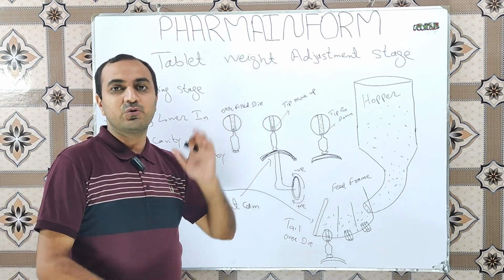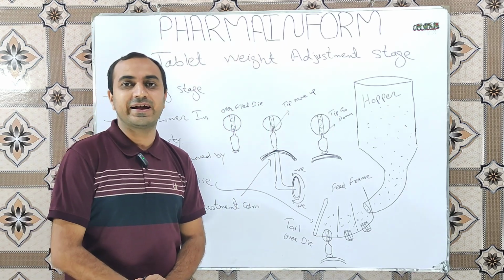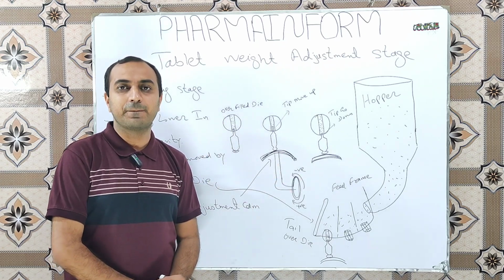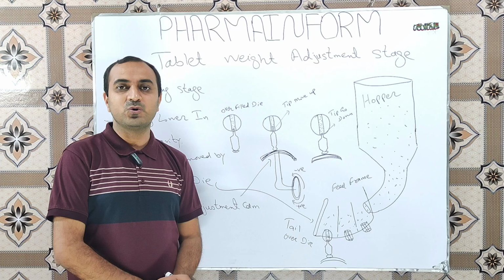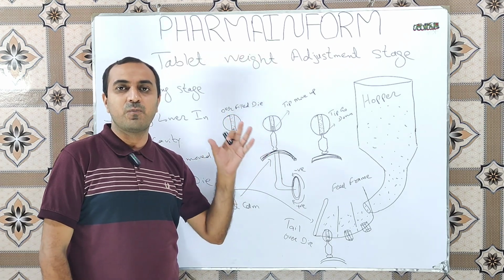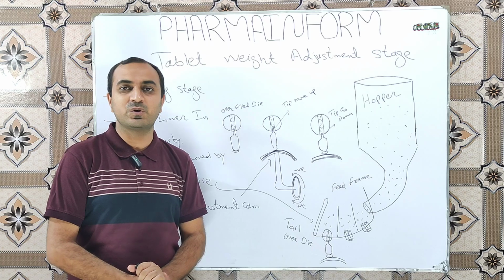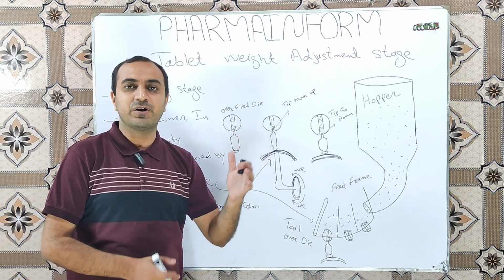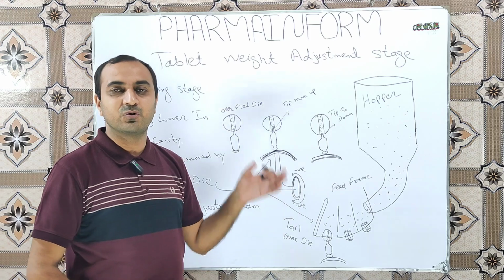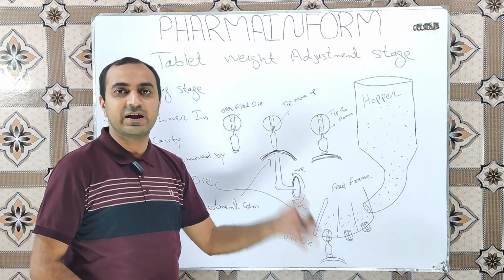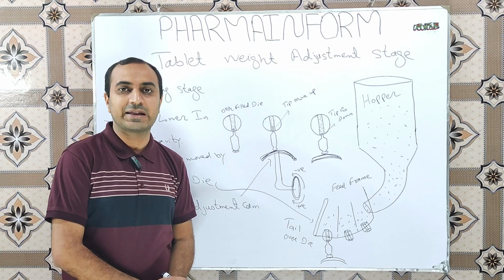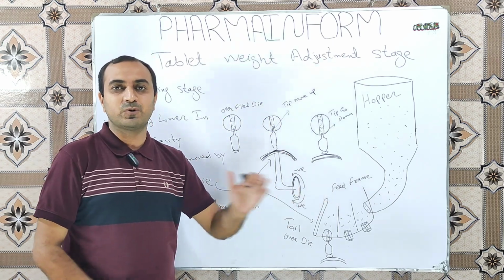After watching this video, you will be able to learn how the weight of a tablet is adjusted during the compression process. You have observed that we simply rotate the knob fitted on the tablet compression machine, or in simple words, we rotate the weight adjustment knob to the right side or to the left side to increase or decrease the weight of the tablet during the compression process.